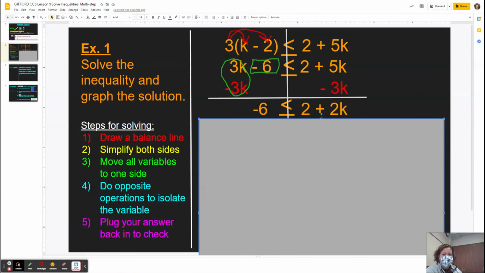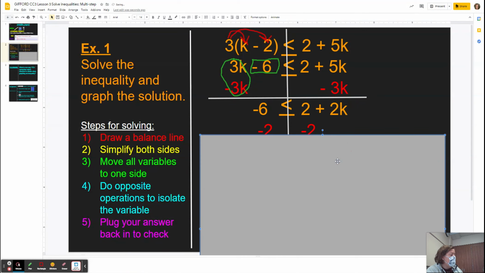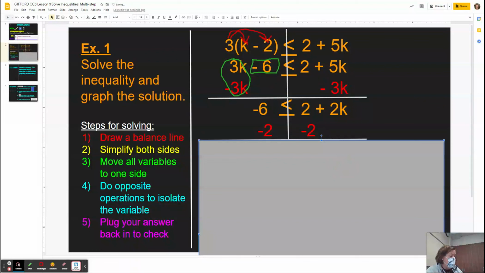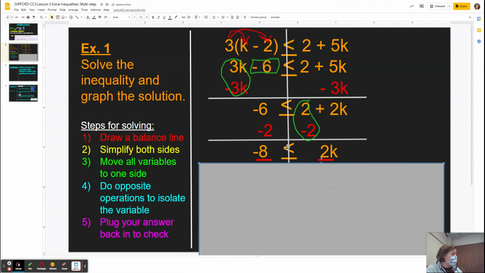What's our next step going to be? Brody? You got it. So we're going to take this 2 and we need to move it to the other side. And as Brody said, because it's positive, we're going to subtract it. So again, that ends up making that 0 pair right here, because as we talked about the rules of solving equations, once you get the variables on one side, then you do the opposite operation, which again, since it's a positive 2, we're going to subtract it. That leaves us with -8 on the left and 2k on the right-hand side.